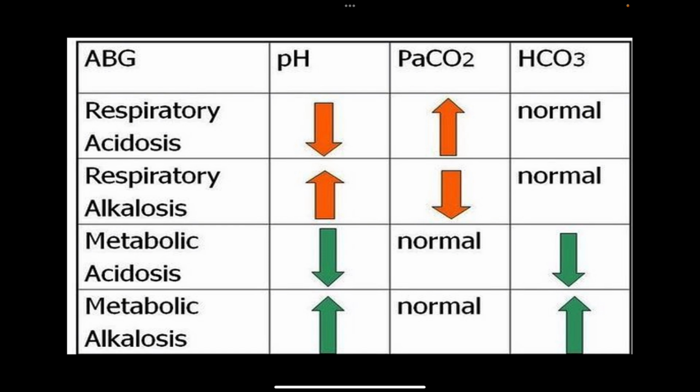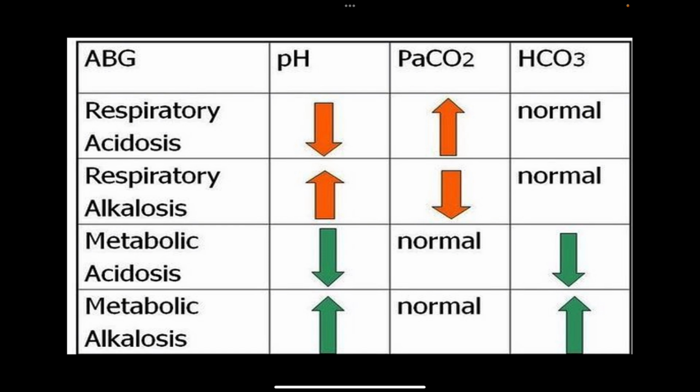In respiratory acidosis, the pH is low and PaCO2 is high. In respiratory alkalosis, pH is high and PaCO2 is low. In metabolic acidosis, pH is low and HCO3 is low. In metabolic alkalosis, pH is high and HCO3 is also high.